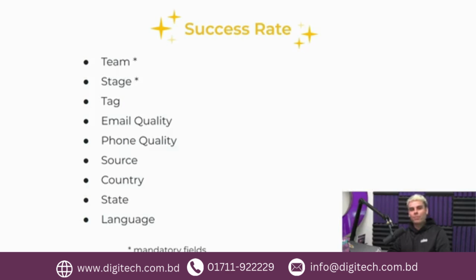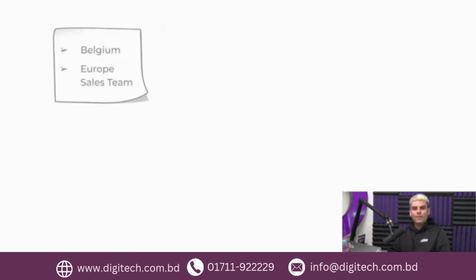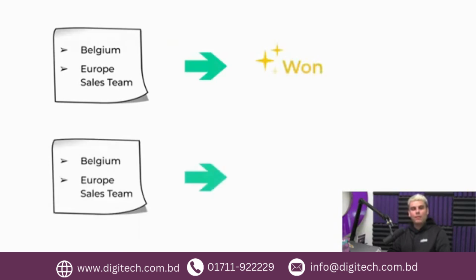Now, for example, an opportunity from Belgium that is handled by the European sales team is marked as 1. Then the success rate of other opportunities from Belgium that are also assigned to the Europe sales team will increase as well. Now, enough about all this. Let's jump into Odoo to see this exciting feature in action.